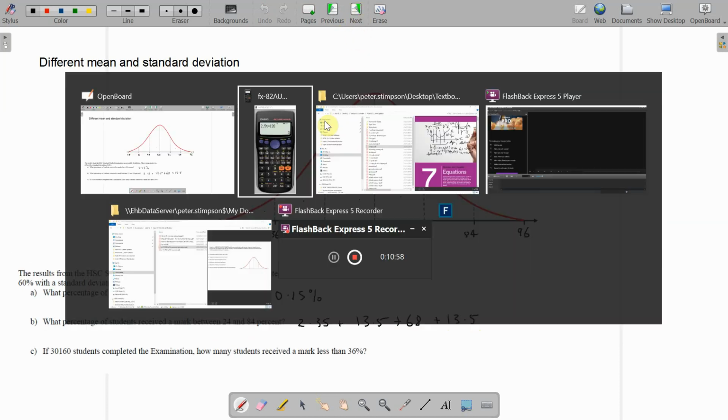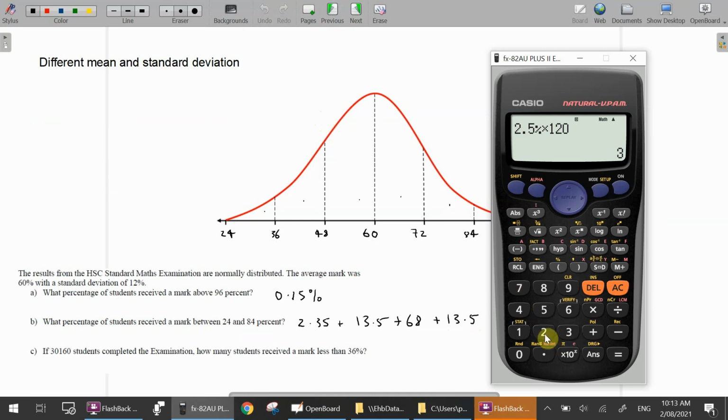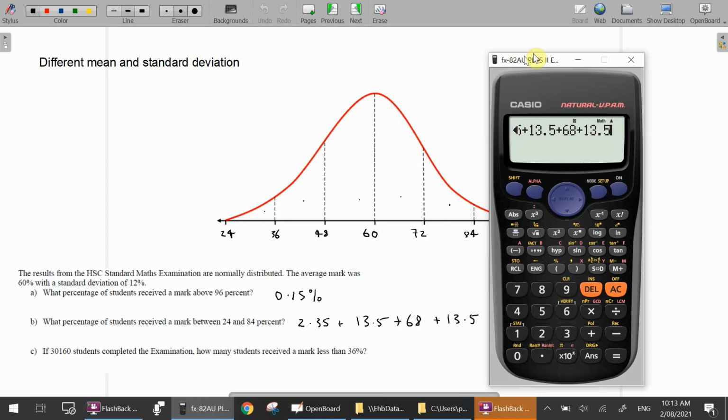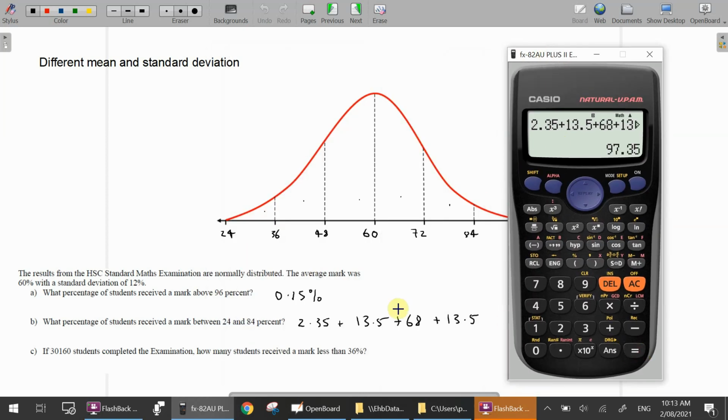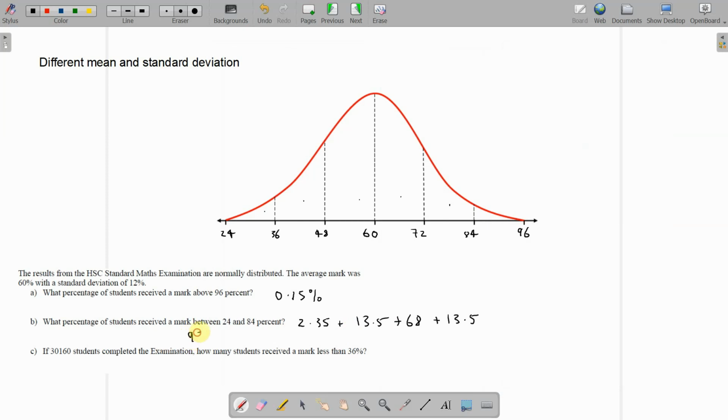So let's see if we can add those up. Okay, plus the 68, and another 13.5. I think that's it. 97.35%. There we go. Last one. 30,160 students complete the examination.